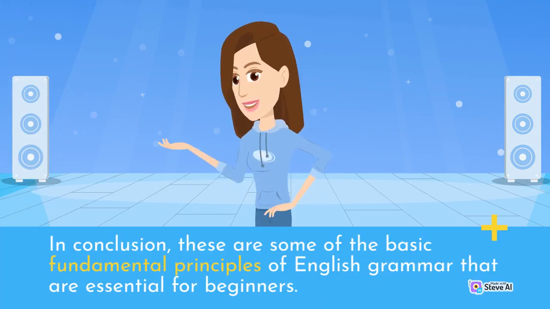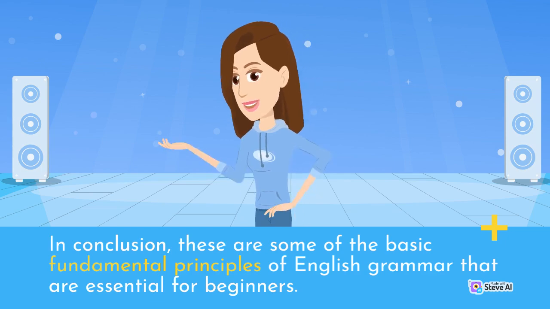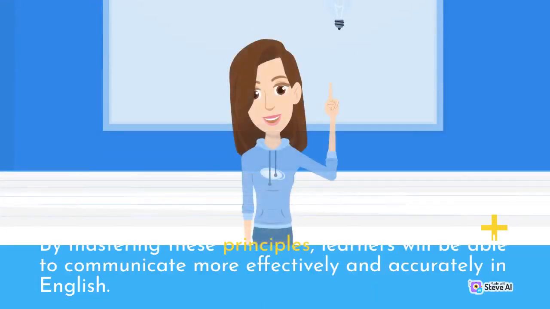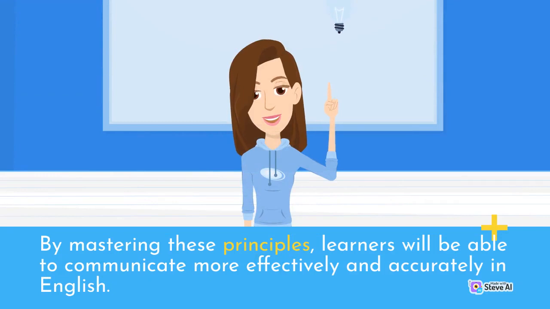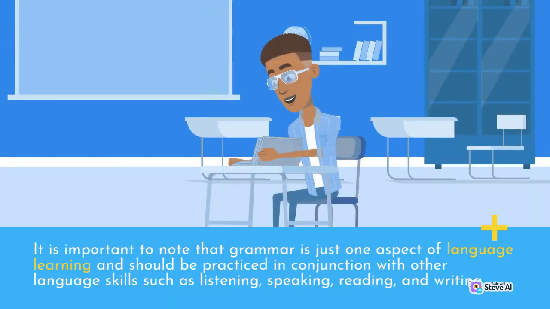In conclusion, these are some of the basic fundamental principles of English grammar that are essential for beginners. By mastering these principles, learners will be able to communicate more effectively and accurately in English. It is important to note that grammar is just one aspect of language learning and should be practiced in conjunction with other language skills such as listening, speaking, reading, and writing.